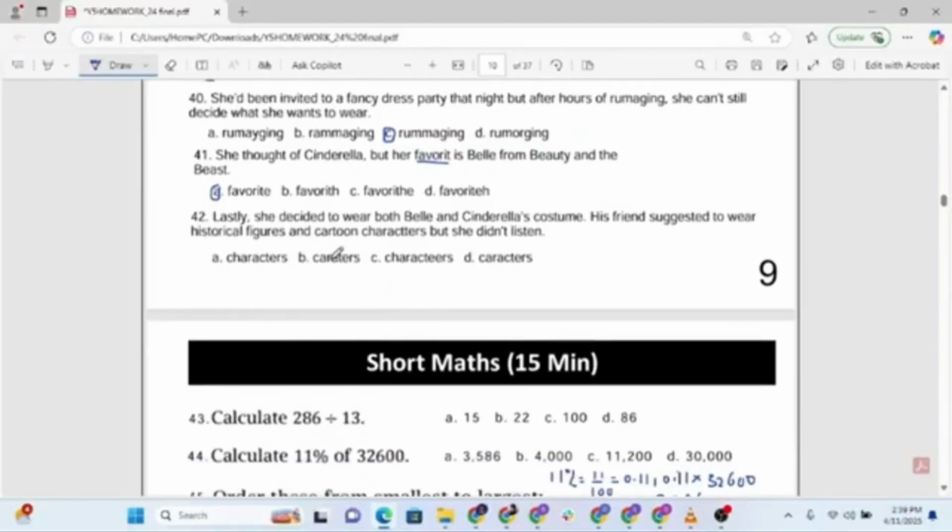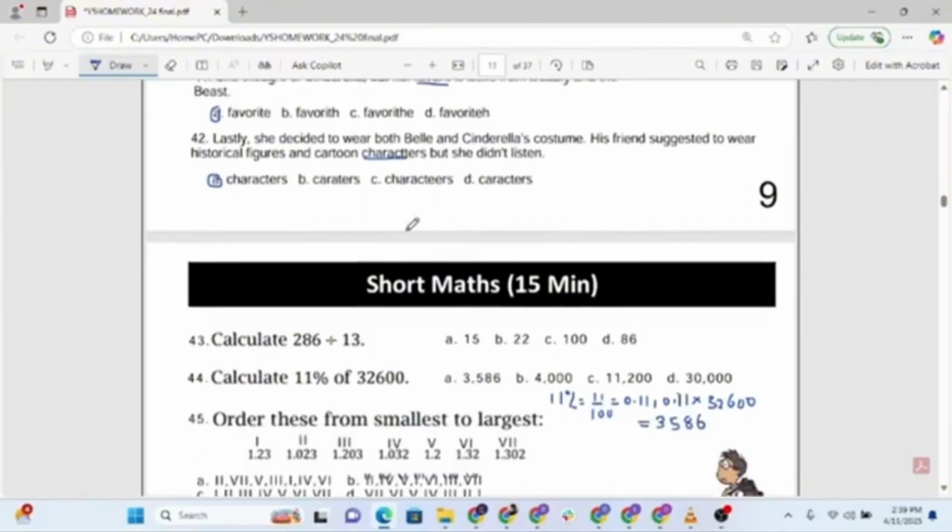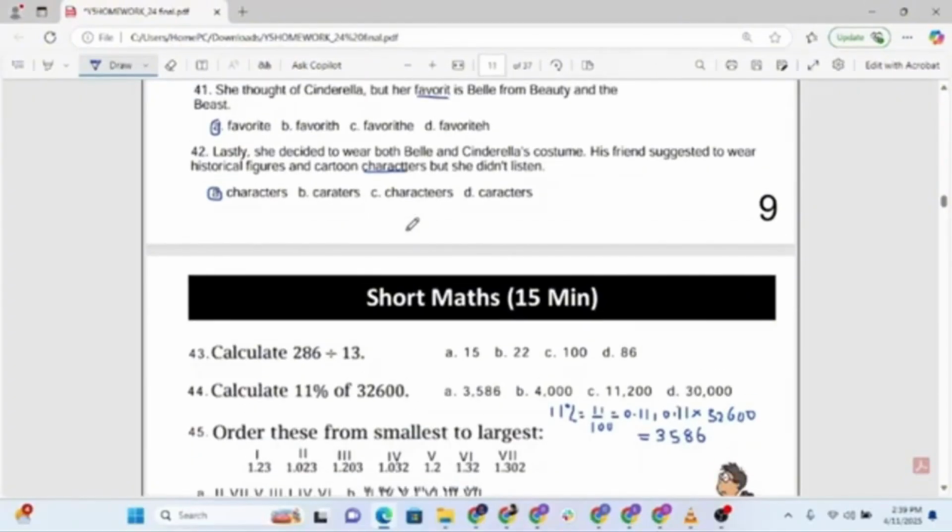Question 42. Lastly, she decided to wear both Belle and Cinderella's costume. His friend suggested to wear historical figures and cartoon characters, but she didn't listen. The correct answer is option A, characters. Explanation. The correct spelling is C-H-A-R-A-C-T-E-R. Spelling it with repeated letters is incorrect.